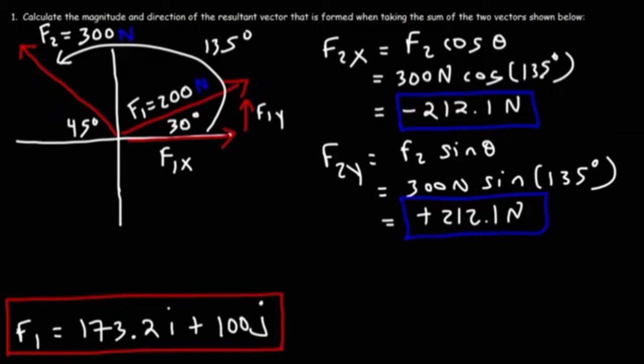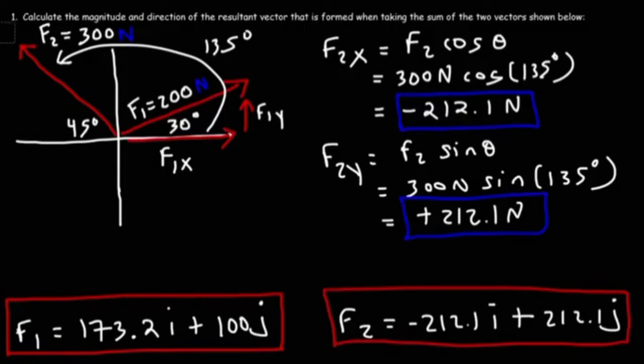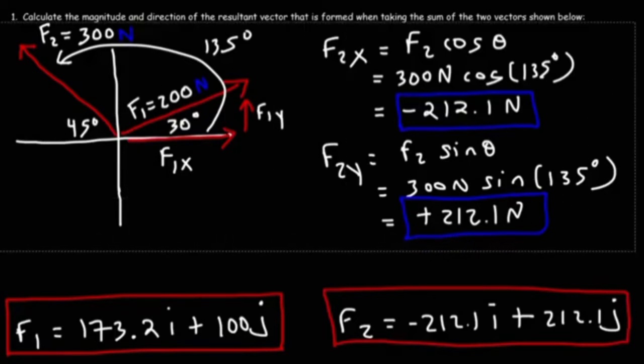So now we can write f2 in component form. We could say that it's negative 212.1i plus 212.1j. So now that we have f1 and f2 in component form, we can add them to get the resultant vector in component form.